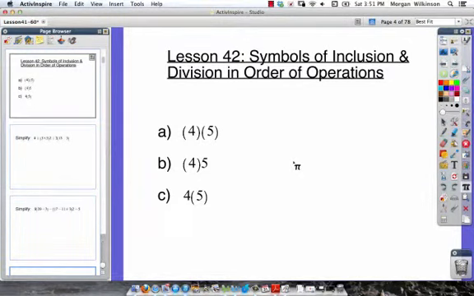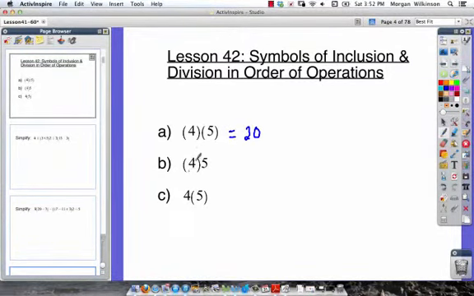Lesson 42 is about symbols of inclusion and division in order of operations. Now when we look at these first three problems, A, B, and C, we're working with symbols of inclusion here. In this first problem we have 4 times 5. Whenever parentheses touch each other, it's always going to mean multiplication. So our answer for the first one, 4 times 5, must be equal to 20.